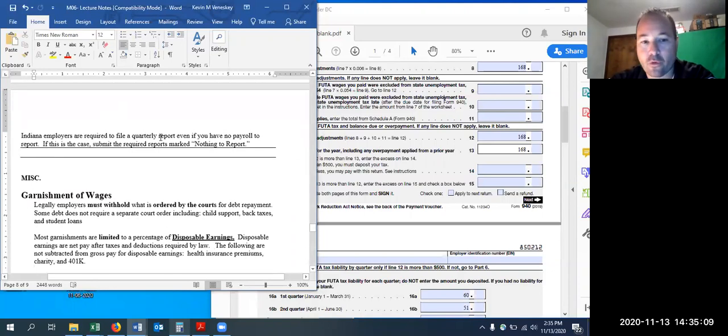Indiana employers are required to file quarterly, even if they have no payroll. They'll just simply put on there nothing to report. So they do require it quarterly because it's a quarterly form.